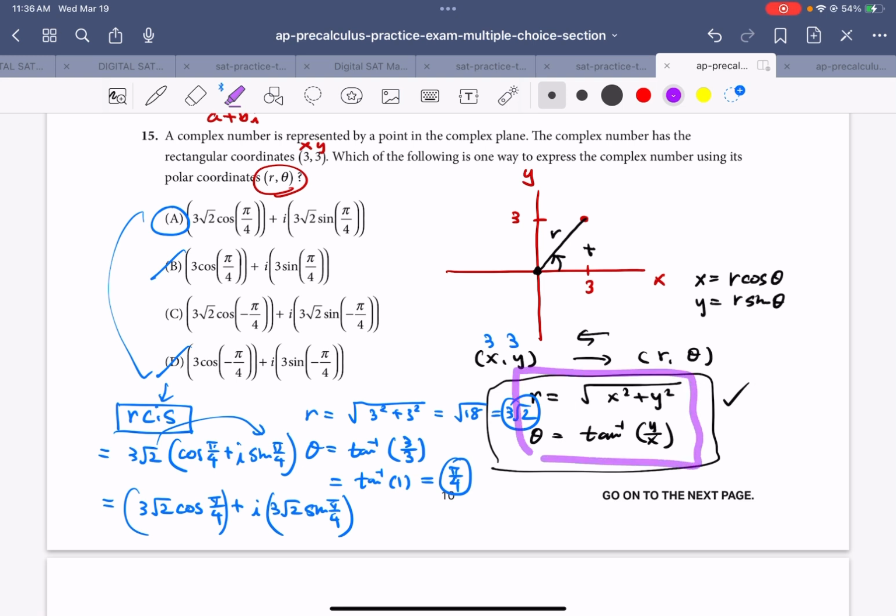Okay, so the key point here is you need to know how to convert, which is this one here. Okay, memorize it. And also how you express it after you find r and theta, you use r cis. Okay, r times the parenthesis cosine theta plus i sine theta.